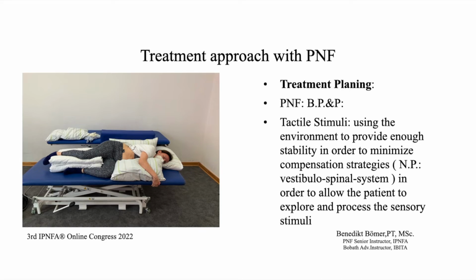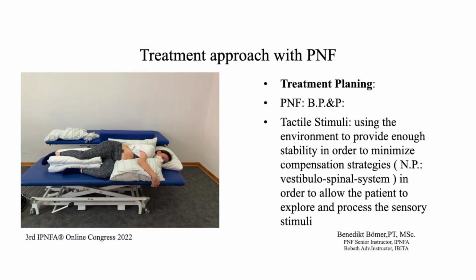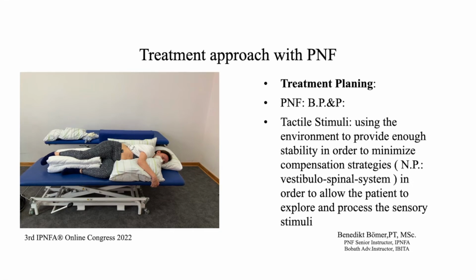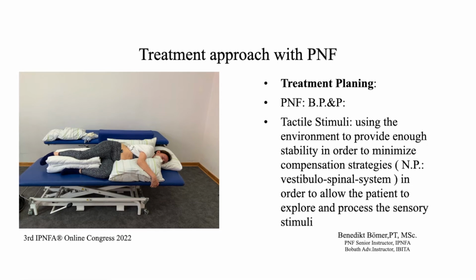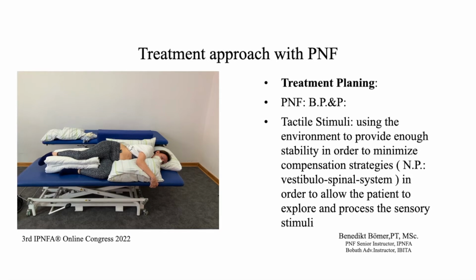So she's lying in sidelying. I place blocks behind her. I stabilize the shoulder girdle with a blanket. I was supporting the arm with a pillow, and also through the pillow she gets stability from the front. The hand is at the edge of the table so that she gets sensory information from the hand. The leg is supported so that compensation is not necessary.